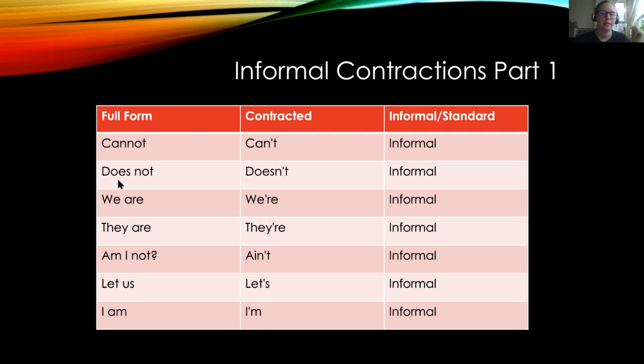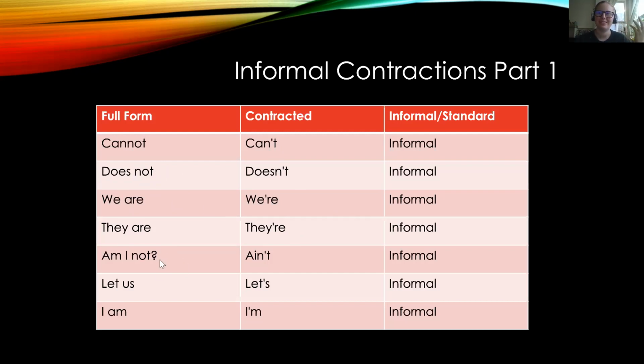So you'll see here, even though we have 2 words here, does not, right? In normal speech, we usually say doesn't. And so we push the words together, we remove the space, and we put that apostrophe. We are becomes we're, they are becomes they're, right? So we just have that apostrophe signaling there was another letter here, and the context is going to give us that.